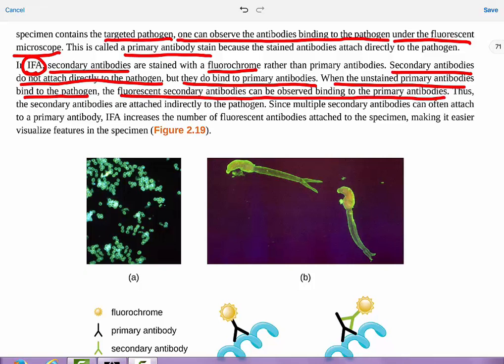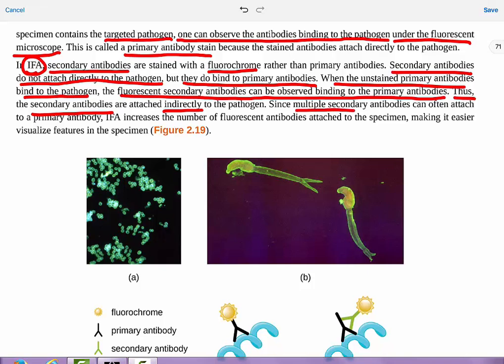So if we are not able to stain the primary antibodies with the fluorescent dyes, then we can stain the secondary antibodies that then will attach to those primary antibodies. So in both cases, we're getting to the point where we are locating and staining the pathogen. It's just whether it's the primary antibody that sticks itself to the pathogen or the secondary antibody, which sticks itself to a primary antibody. Thus, the secondary antibodies are attached indirectly, that's the I, indirectly to the pathogen.